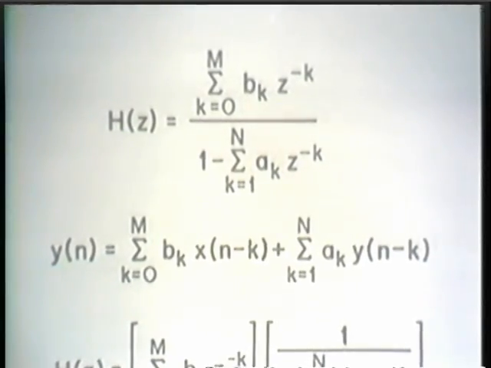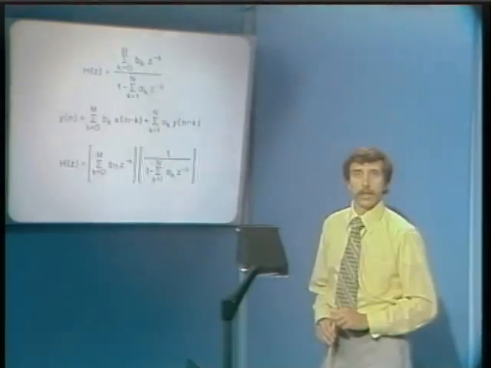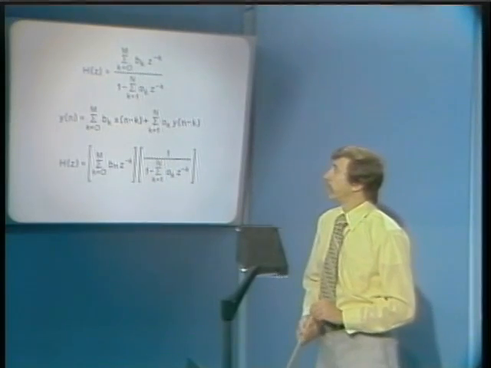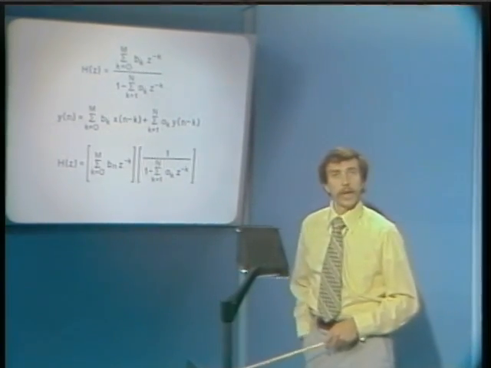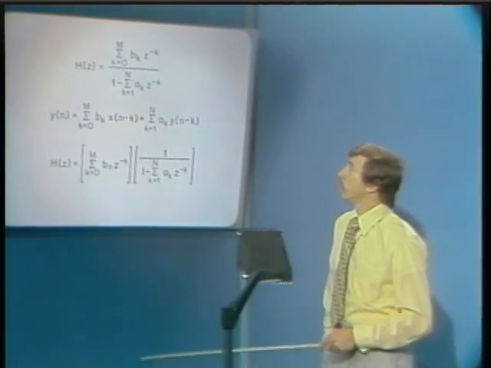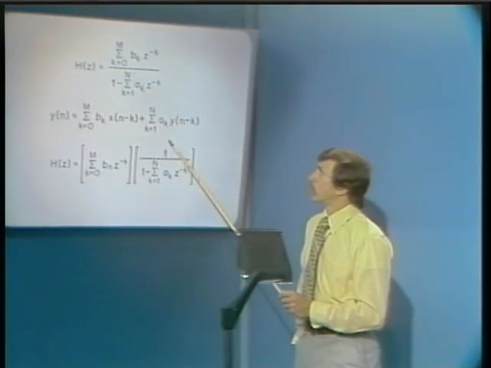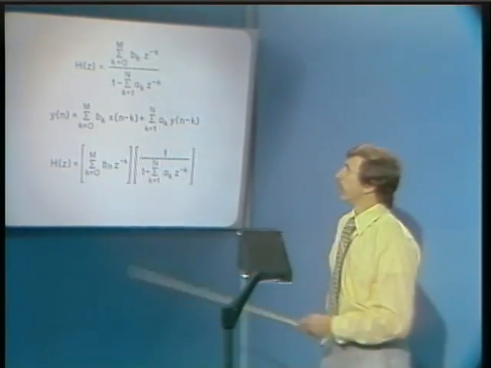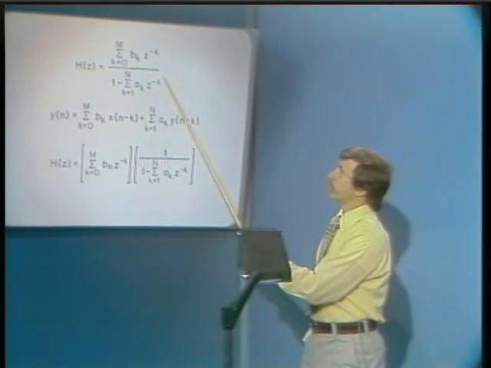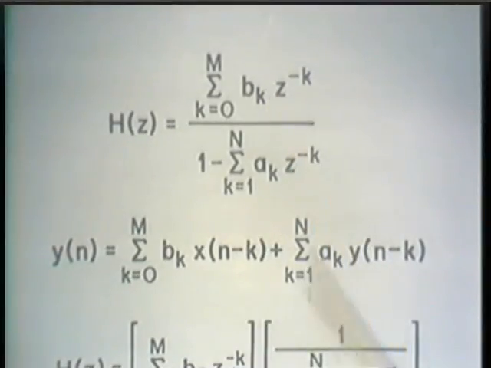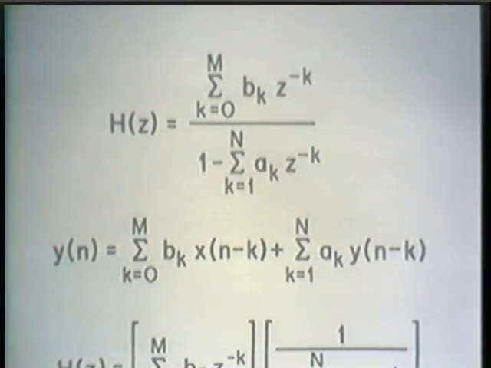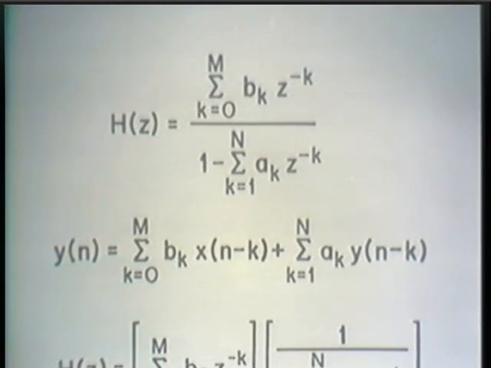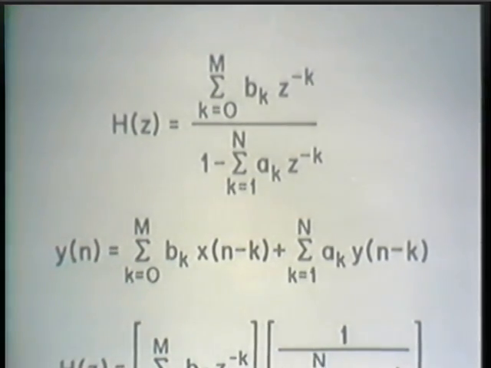Incidentally, let me stress, as I indicated in the last lecture, that our assumption throughout these discussions is that we are considering a causal system. In other words, the region of convergence that we would associate with this transfer function is the region of convergence that would correspond to a causal system. In other words, the region of convergence is outside the outermost pole.